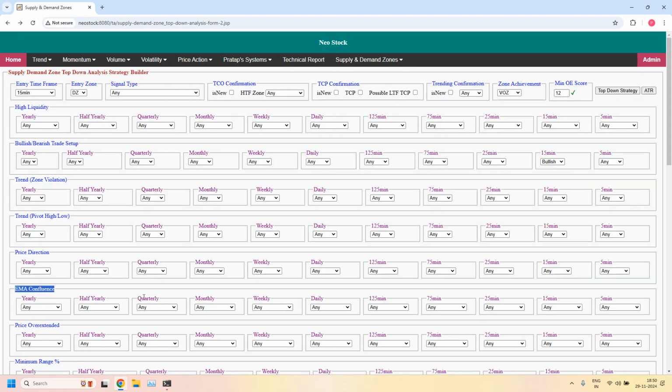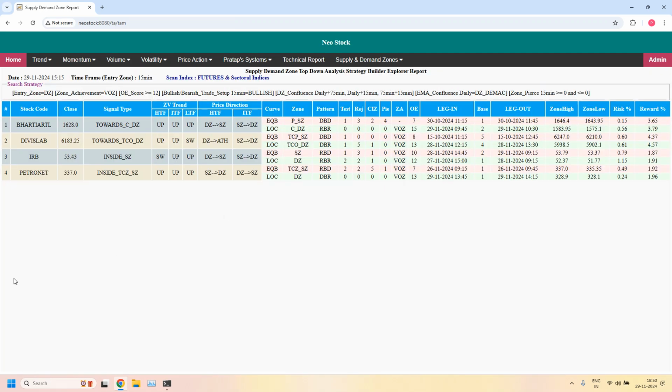In the EMA confluence at daily time frame, because the 15 minutes demand zone together with the 75 minutes demand zone are part of the daily demand zone, if the daily demand zone is having daily EMA confluence, they are even more high probability trade setup supported stocks. So all these 4 stocks are filtered. Out of 5, 4. So remove the third one because the trend is sideways. So the remaining stocks, first, second and fourth, are even more high probability setup supported stocks.